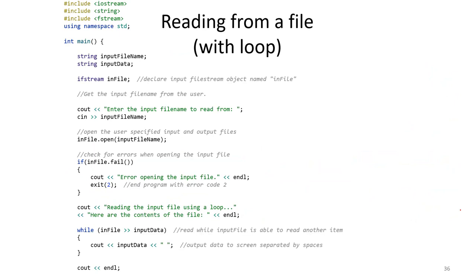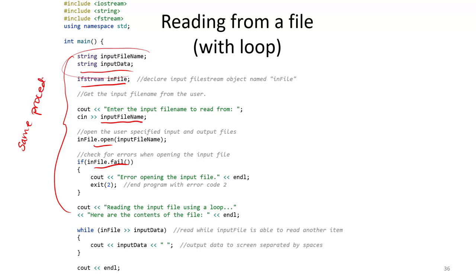So let's take a look at another example. Here we have some code that will be reading a file using a loop. And you'll notice that the setup is still very similar. We still have to declare our variables, make our input file stream object. We still get the file name, check for errors, and use the open function. So the initial procedure is used to set up the file and make sure we're ready to open.